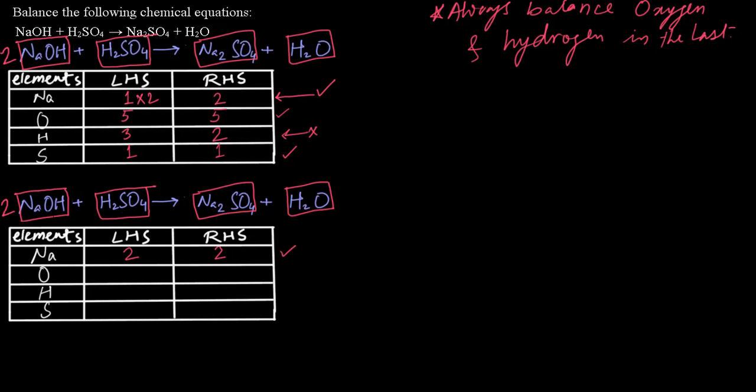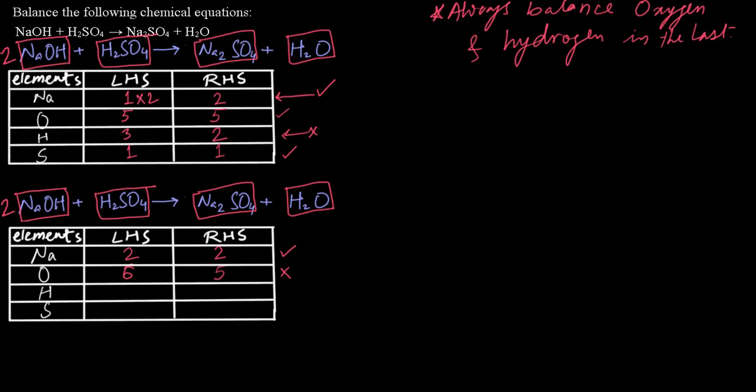Now for oxygen, we have oxygen taken twice, so 2 of oxygen, and O4 from H2SO4, so 2 plus 4, we have 6 atoms of oxygen on the LHS. So let's write 6. On the RHS, we have O4, so 4 of oxygen, and a single atom of oxygen from water. So 4 plus 1, we have 5 on the RHS. So it is not yet balanced.